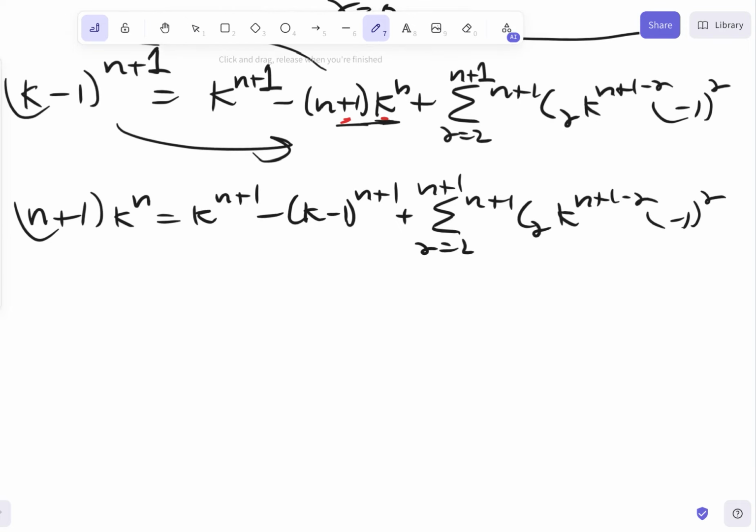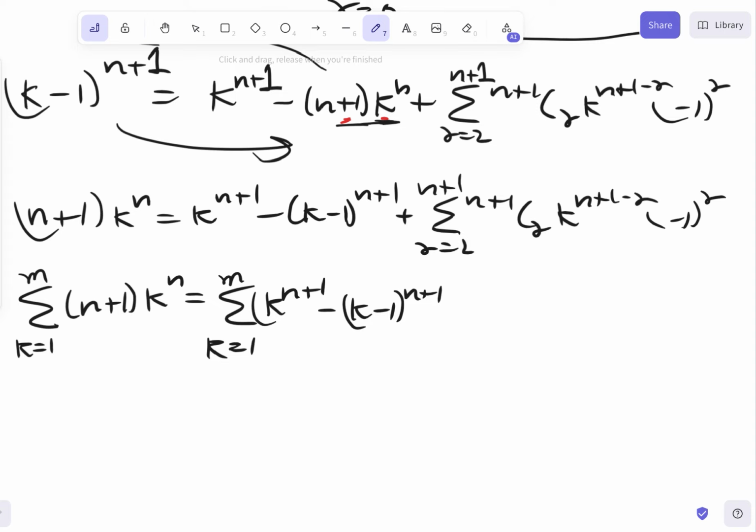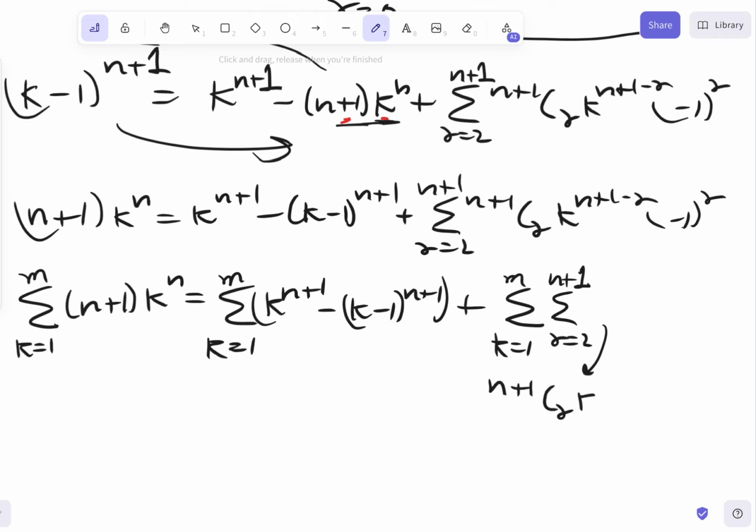Now let's sum both sides from k equals 1 to m. Since we are doing it on both sides, it's equal. Plus summation k equals 1 to m, summation r equals 2 to n plus 1, and due to lack of space I'm writing this here, which will be n plus 1 cr k power n plus 1 minus r into minus 1 to the power r.